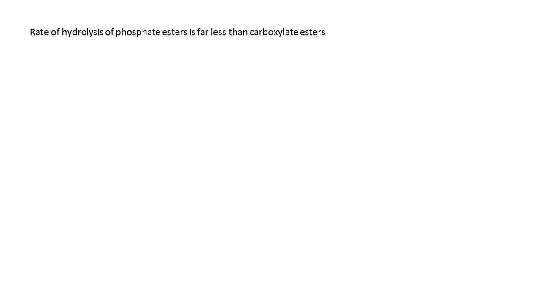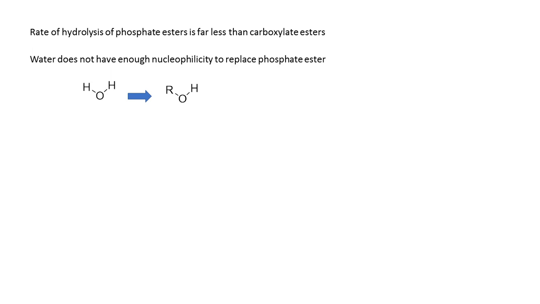So here the problem is water has nucleophilicity, usually it will replace the acetate, but it doesn't have enough nucleophilicity to replace the phosphate ester. So if this is water, how can we increase the nucleophilicity of water? By substituting one of the hydrogens with R. So R needs to have electron donating capability. Electron donating capability means R can be an alkyl group or some other group. But even if you keep an alkyl group like ethanol, ethanol is not very strongly nucleophilic.